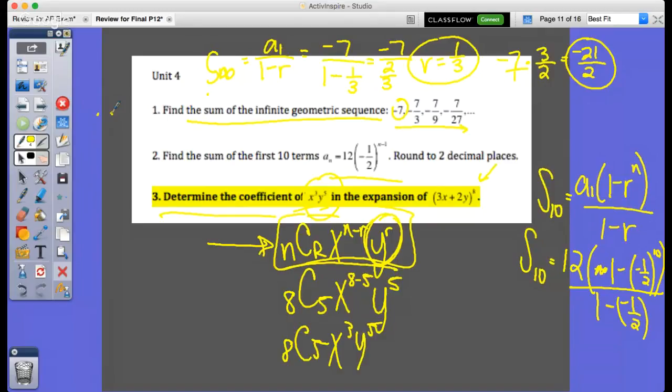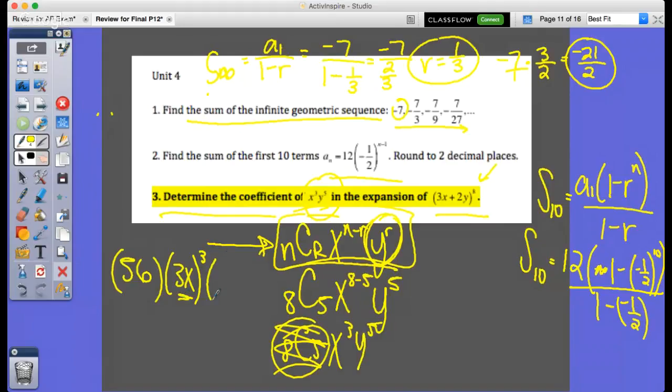Close. It's a little bit more, and here's why. 56 matches up to that part right there. That's on a calculator. What is x, or the first term in this case? What goes in for x? 3x. Good. 2y for the y. Good. So 3x goes in for x, so that's going to be to the 3rd power. Anytime I plug it in, I put 3x, and then that'll be to the 3rd. And then what goes in for y? 2y. Good. Then you multiply them all together.